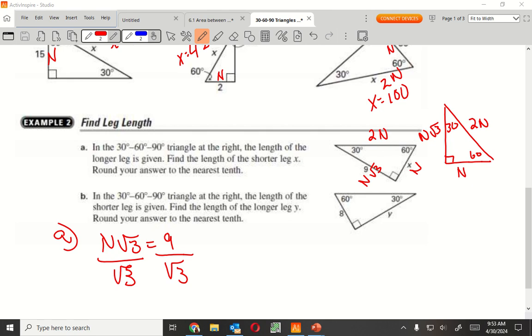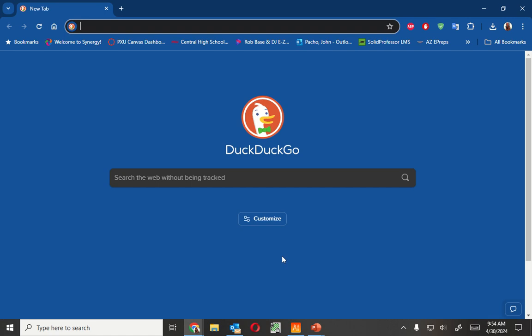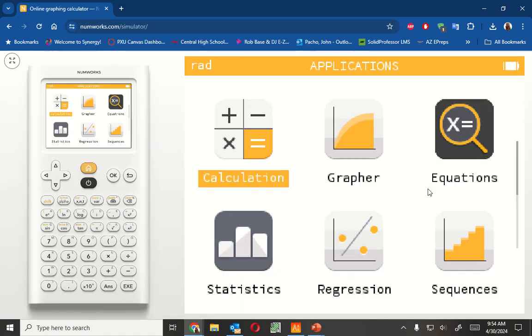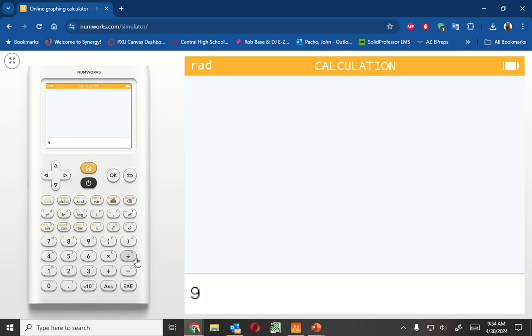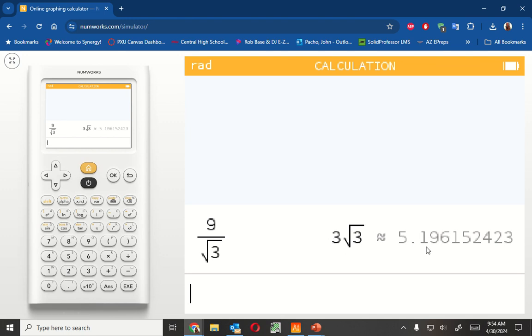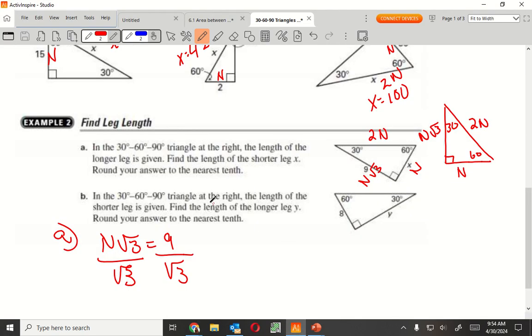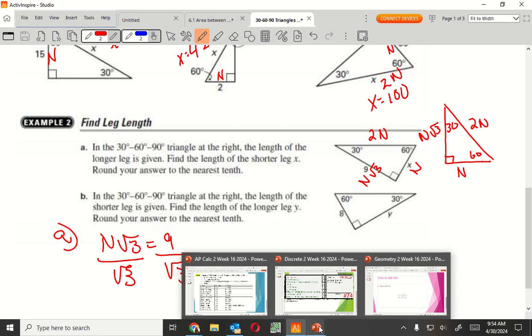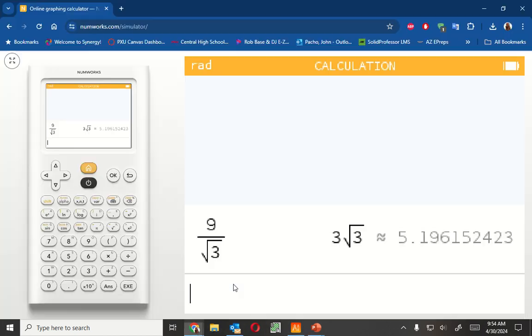And I'm going to put it in my handy dandy calculator. And it is going to be 9 divided by square root of 3, just like this. My calculator will do the simplification of radicals for you. So my exact answer is going to be 3 square root of 3, but this one asks for an approximation rounded to the what? Rounded to the tenth. So let's go back to this right here. So 3 rad 3, and it should be about 5.2.